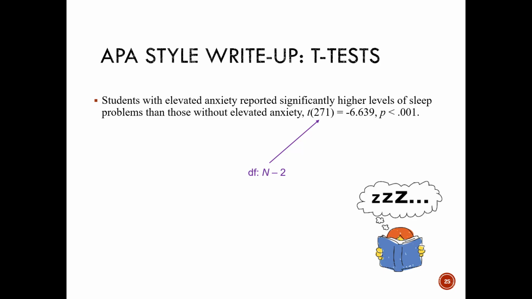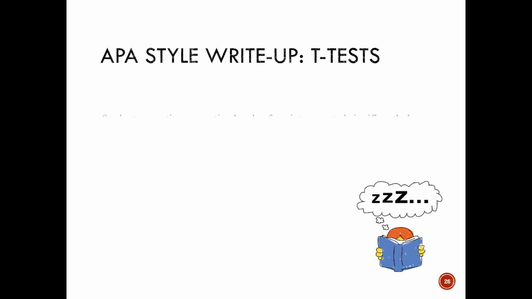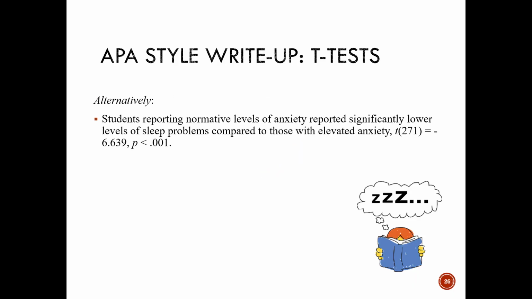Now, you may be wondering, it kind of looks awkward like this because the alternate hypothesis we gave RStudio was in the other direction, where we're saying that the no group is less than, so lower than, the yes group for anxiety. And so if you wanted to rewrite it, here's an alternate statement that you could do. It's the same thing. Students reporting normative levels of anxiety, so those falling into the no category for anxious variable, reported significantly lower levels of sleep problems compared to those with elevated anxiety, and then you can report the statistics there. And so either is fine. Now there's one more thing that I didn't get a chance to show you in RStudio, so let me hop on over there and then meet you right back.